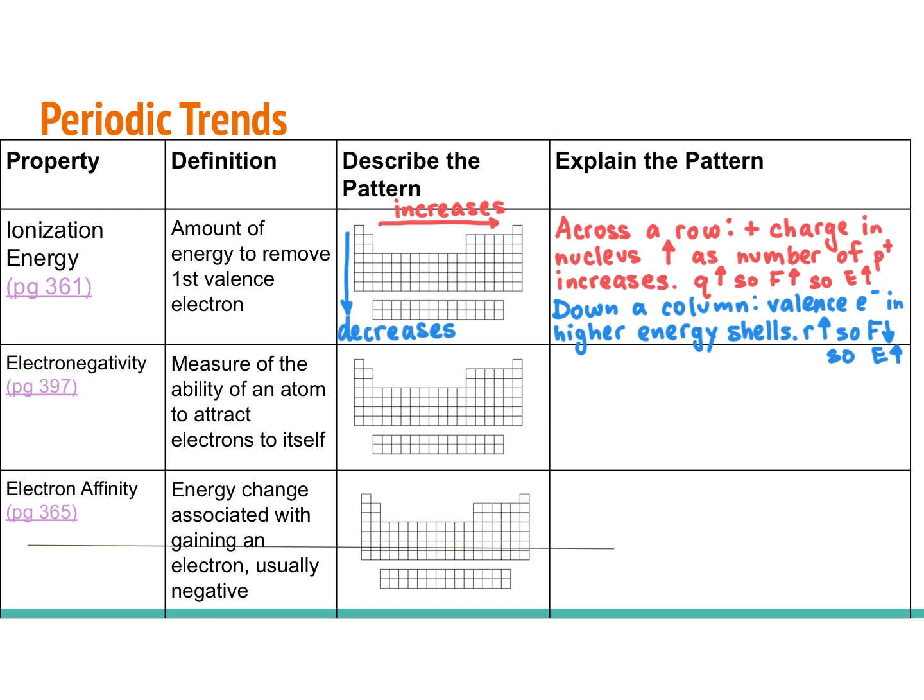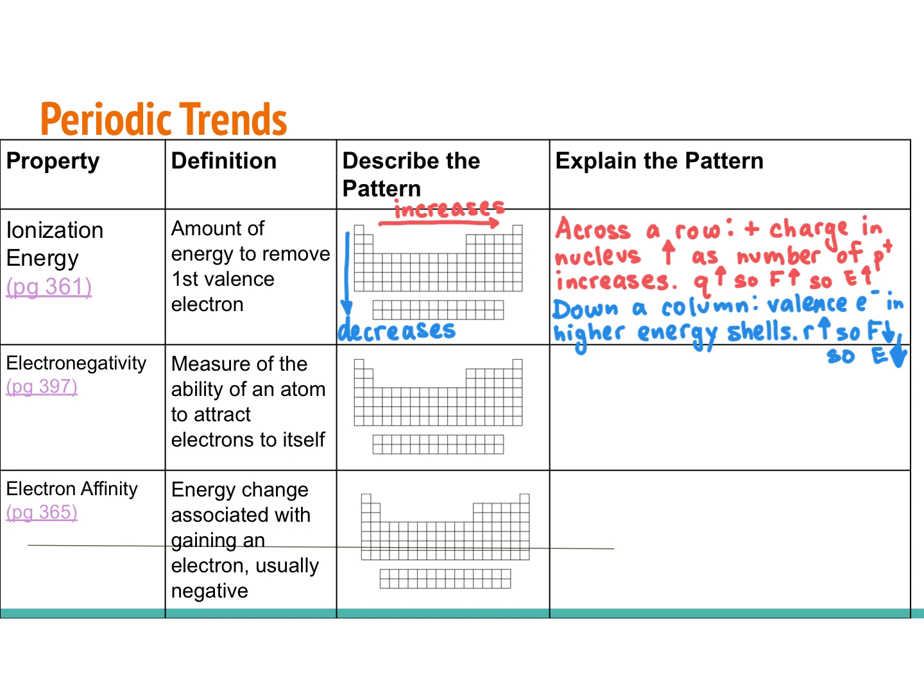Down a column, the ionization energy decreases because the valence electrons are in successively higher and higher energy shells. The radius is going to be a little bit greater, making the force weaker, and the ionization energy, the energy to remove, would be lower.